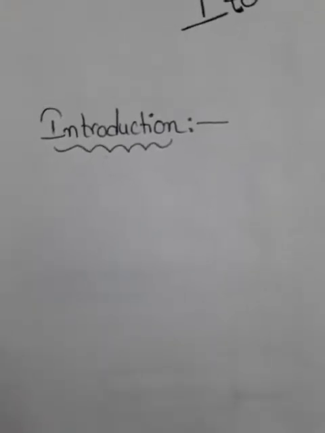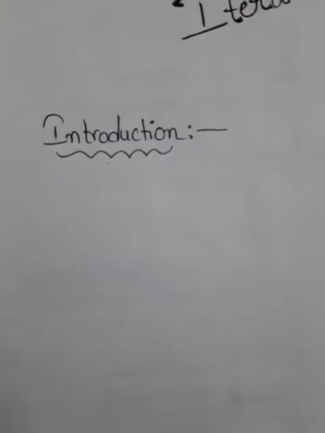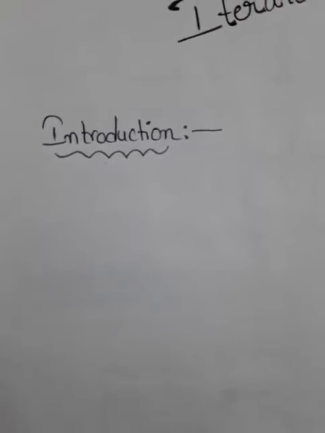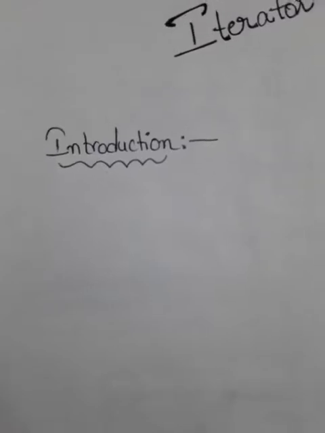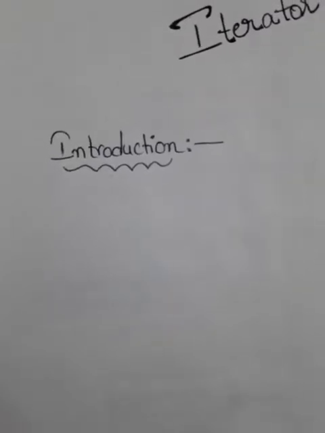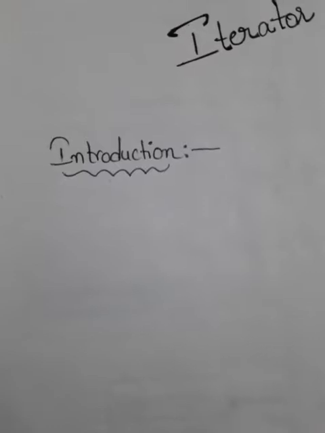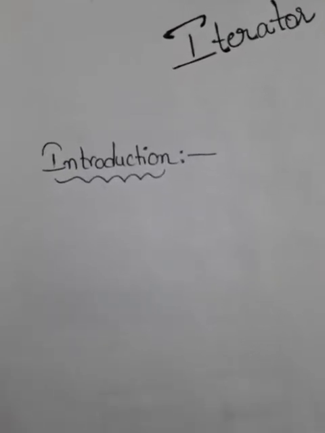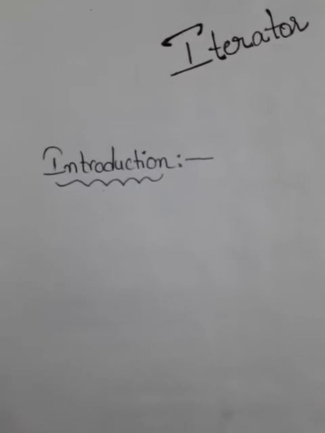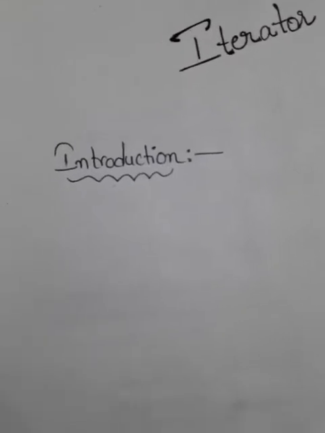We can say an example is playing a video, or moving forward or backward in a video. This is one of the best examples we can give under the iterator pattern. We can play a video and we can forward the video or we can backward the video from the current state. That is one example under the iterator pattern.